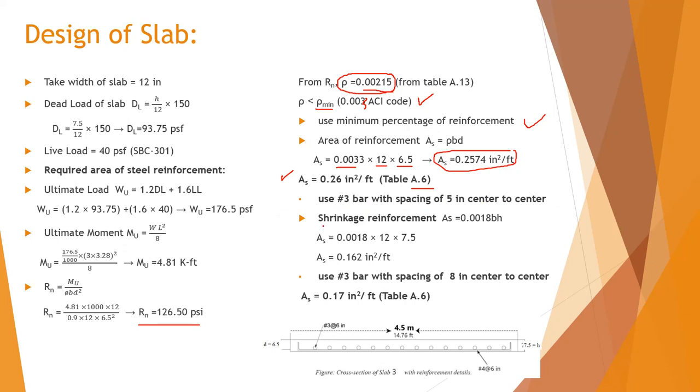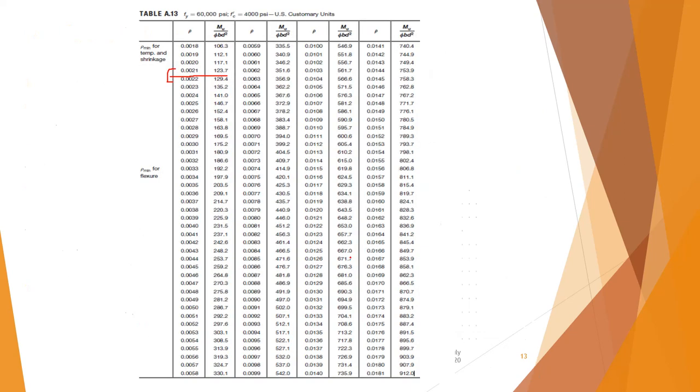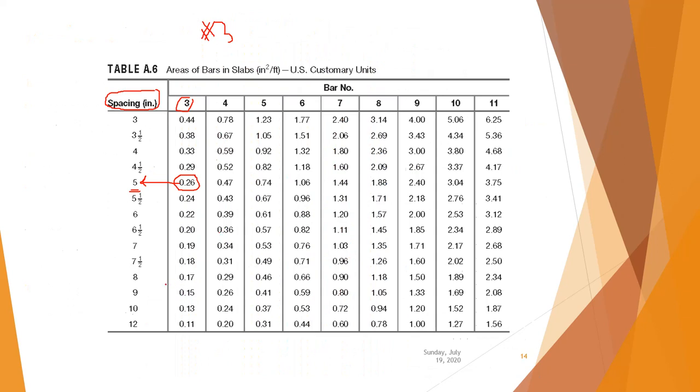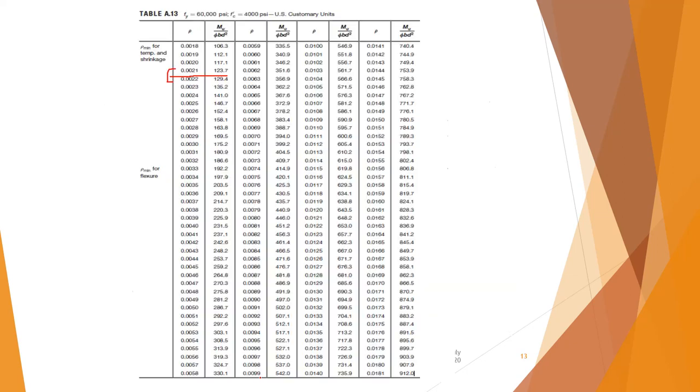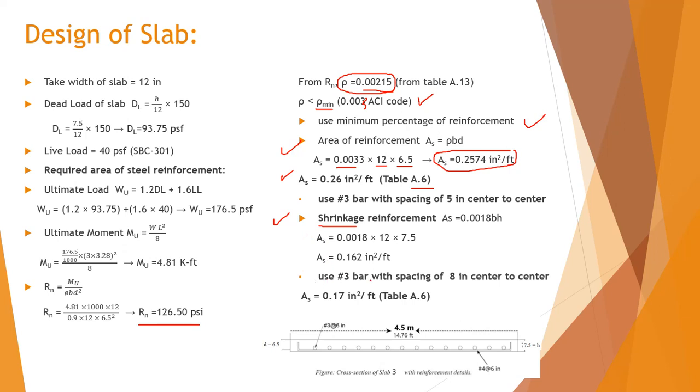Now you can calculate the shrinkage reinforcement, which is the support reinforcement. This is the main reinforcement, and this is the support reinforcement. By using the formula, AS is equal to 0.0018 into B into H. So when you substitute the values, you will get AS is equal to 0.162. The same thing as we mentioned before, you will go to the table. 0.16 lies between these two. You can round it up to 0.17, no problem. When you round up to 0.17, you will get 8. So what you will write, bar number 3 at 8 inch, right? So you will see that use number 3 bar with a spacing of 8 inch center to center. So round it up 0.17.